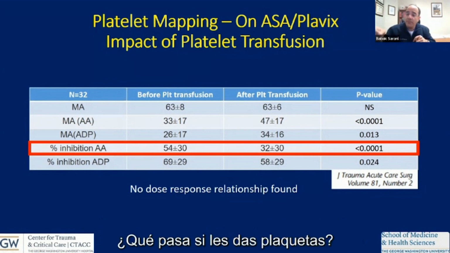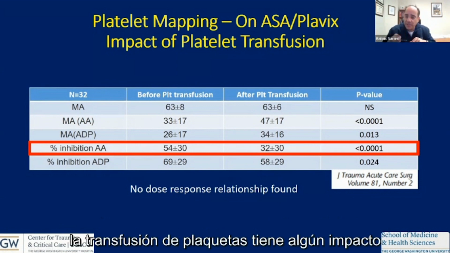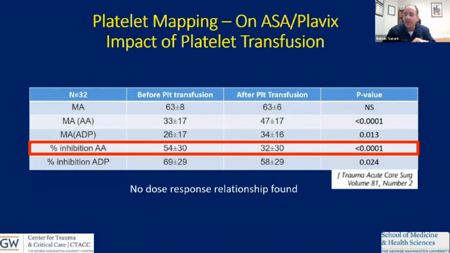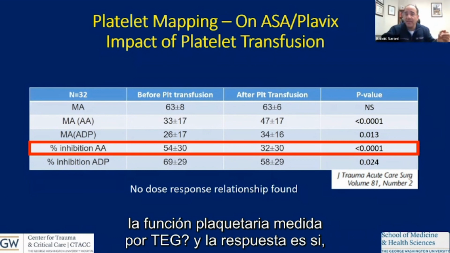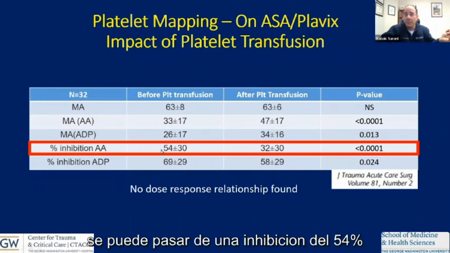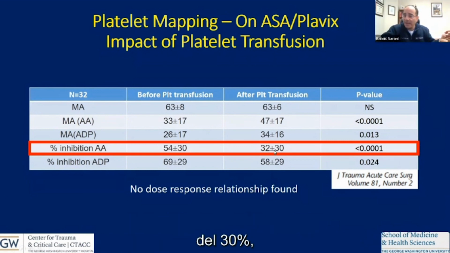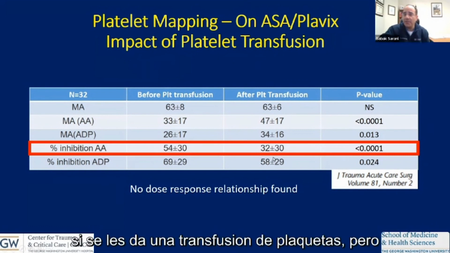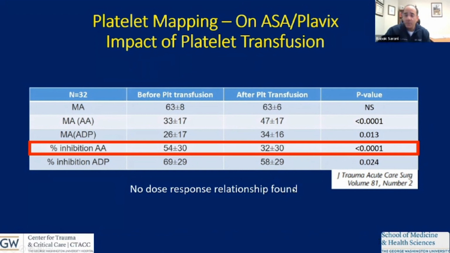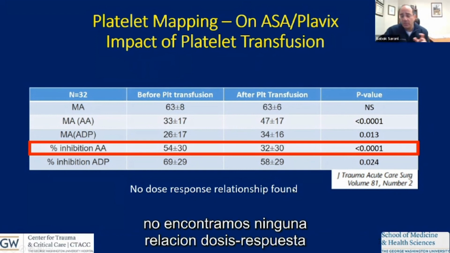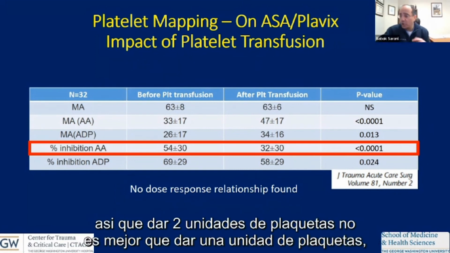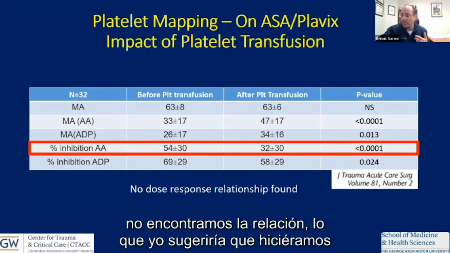What if you give them platelets? Does the platelet transfusion have any impact on at least platelet function as measured by TEG? And the answer is yes. You can go from about 54% inhibition back down to 30% inhibition. That's a statistically significant difference by giving them a platelet transfusion. But we did not find any dose-response relationship. So giving 2 units of platelets is no better than giving 1 unit of platelets. We didn't find a relationship.